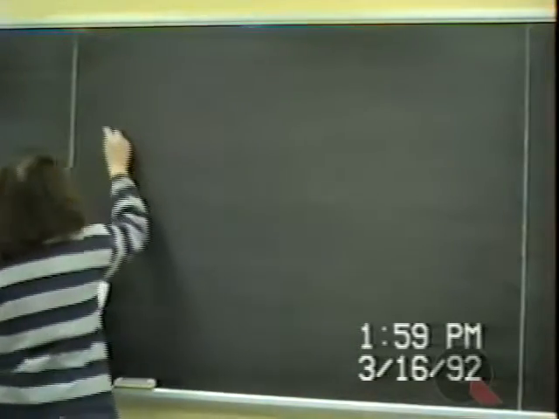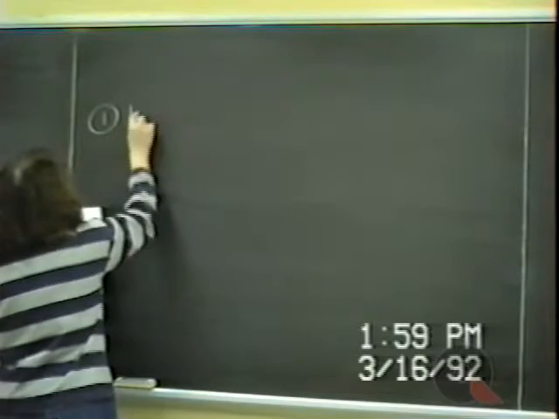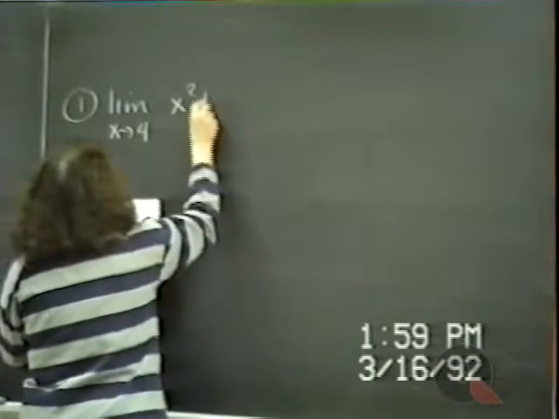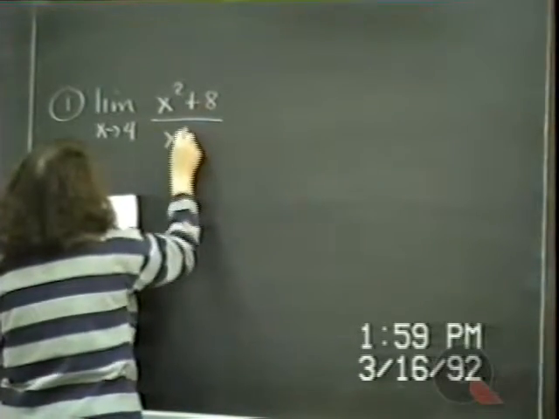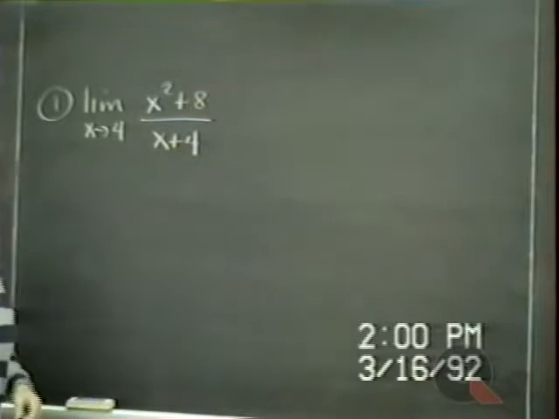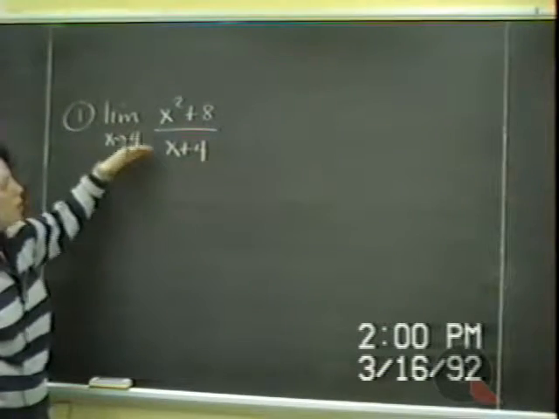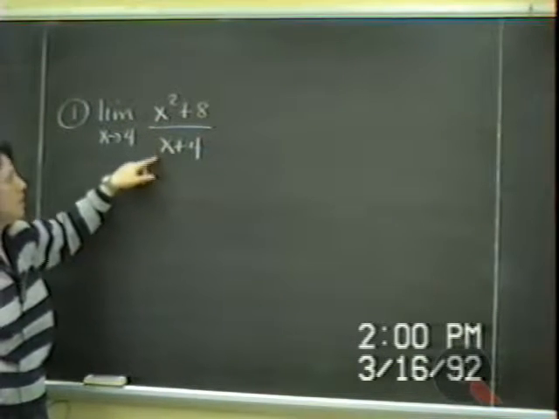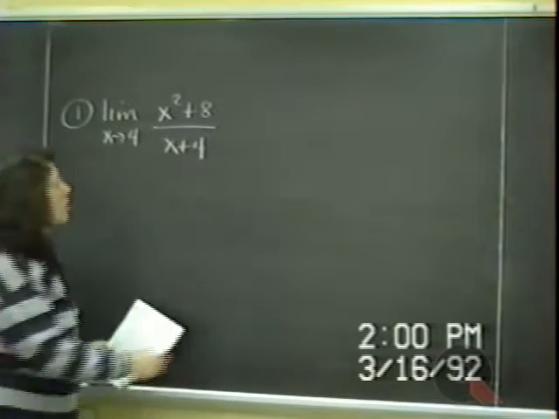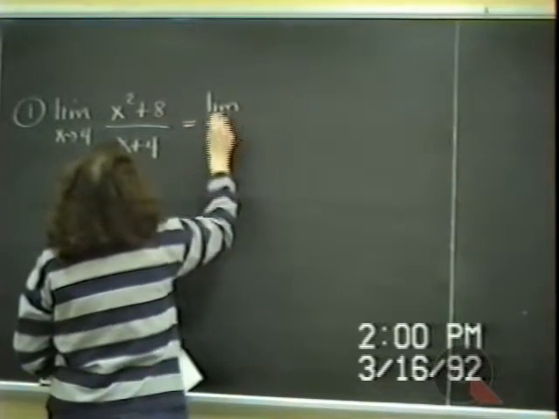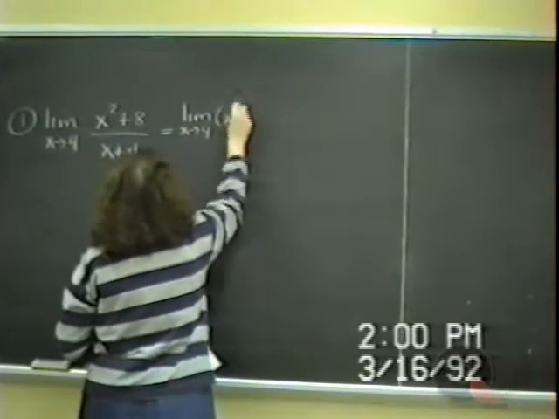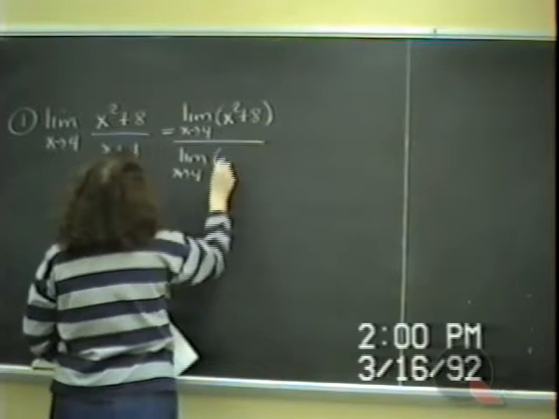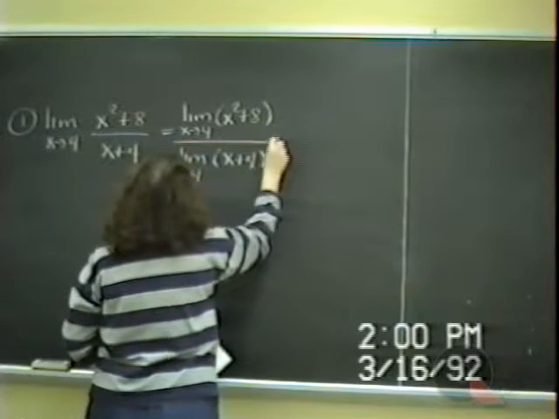For our first example, let's evaluate the limit as x approaches 4 of (x squared plus 8) over (x plus 4). Here we can say that the limit of a quotient is the quotient of the limits. It's the limit of the numerator divided by the limit of the denominator, because the limit of the denominator is not 0. The denominator is not going to 0.